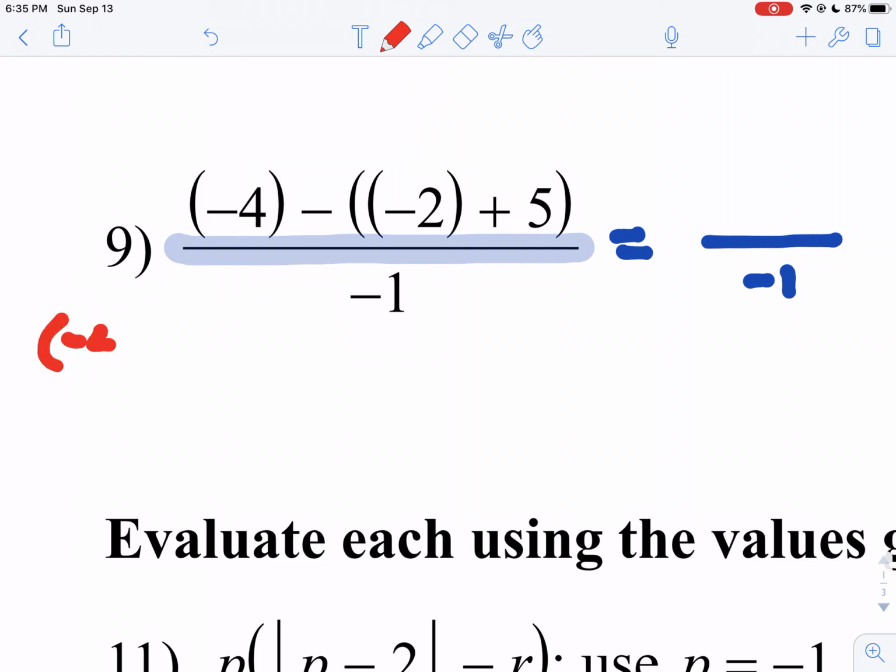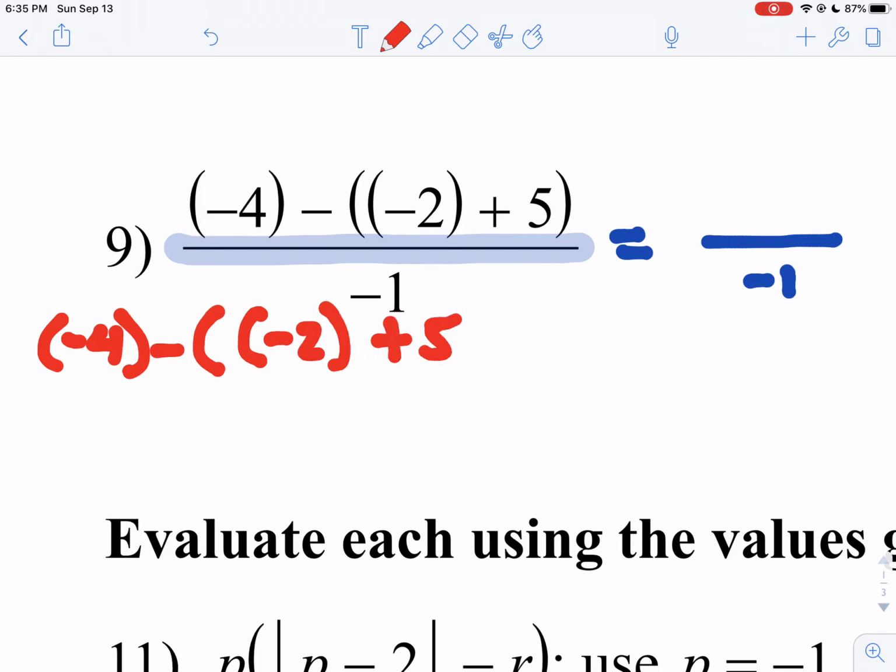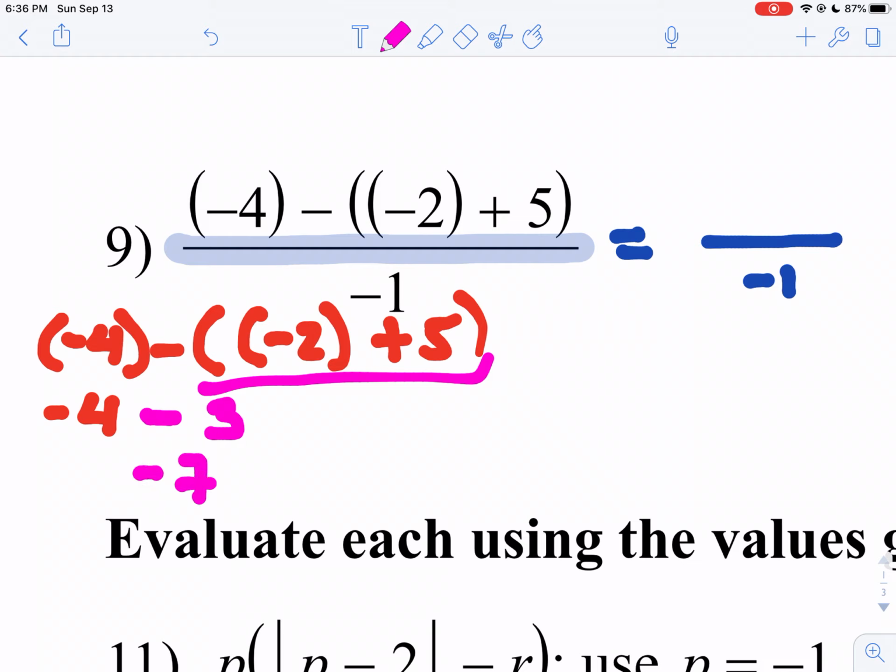I'm just going to recopy that down. So I have a -4 minus parentheses, a -2 plus a 5. That's the problem I want to do. Notice I have two sets of parentheses, but the first is really nothing, this is just a -4 here. I need to be very careful with the next set. There's a -2 in there, plus a 5. There is a minus sign here, so make sure you write it down first. Then you have -2 plus 5, which is 3. So you have a -4 added to a -3, which is a -7. So the number on the top is a -7.